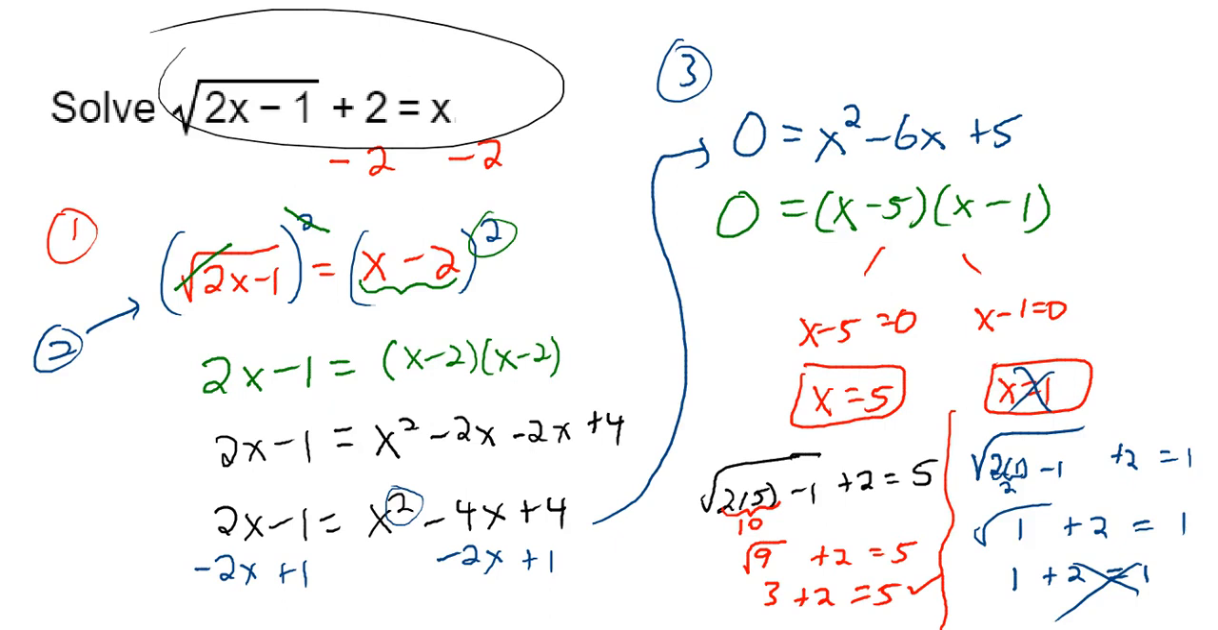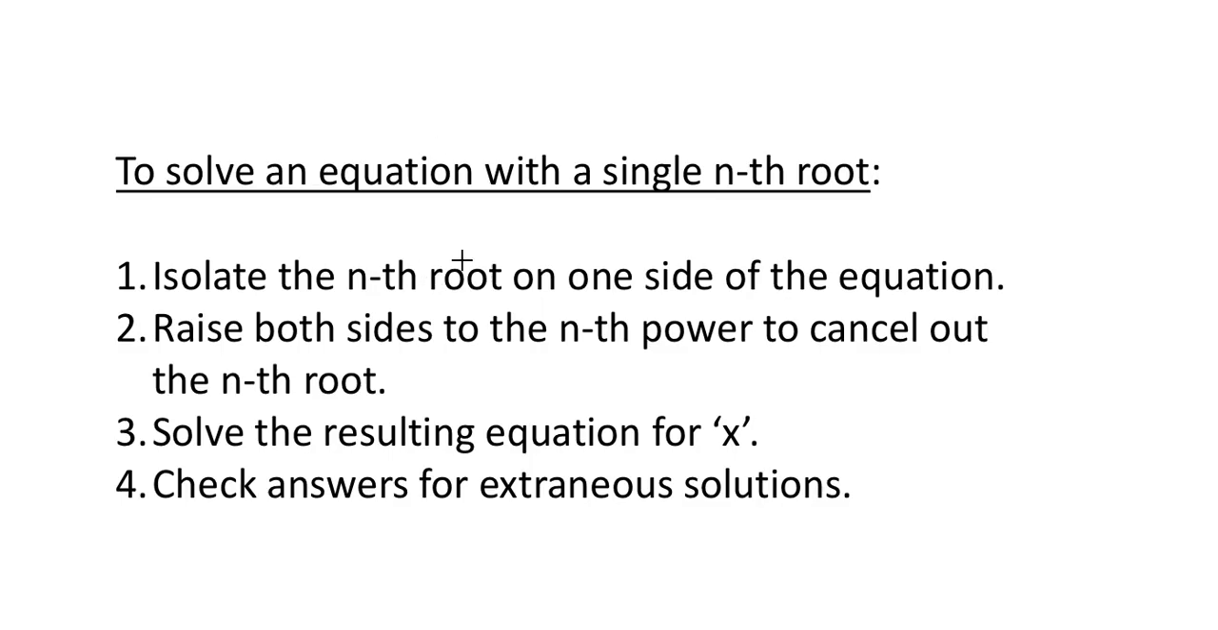So, all right, let's take a look at the next kind of equation. There's a couple of these on the homework. There's not a lot. To solve an equation with a single nth root, isolate the nth root on one side of the equation, just like you would for a square root. But this time, instead of squaring both sides, you're going to raise both sides to the nth power to cancel out the nth root. So remember, powers of n cancel out nth roots, and nth roots cancel out powers of n. So we need to make sure the power we're using matches the root that we're dealing with. All right? And then solve the resulting equation for x, and then you should, again, check for extraneous solutions.